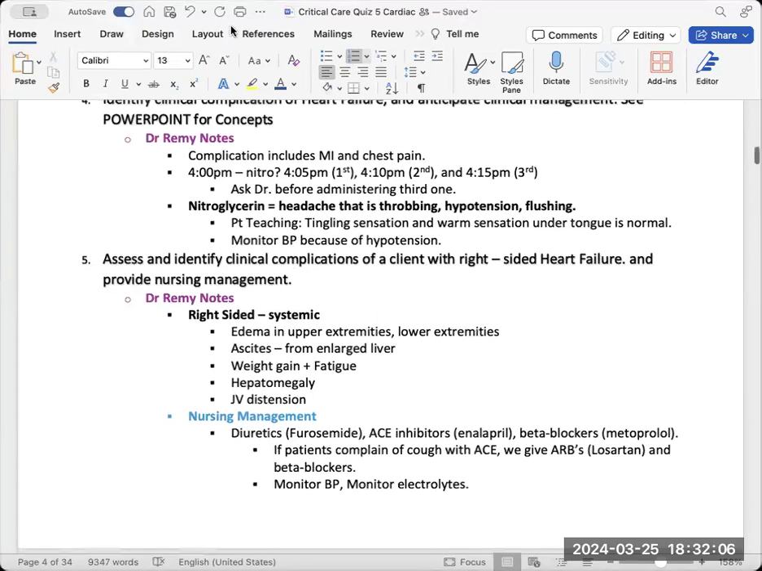Also, things to consider is that with nitroglycerin, it can cause a throbbing headache, it can cause hypotension and flushing. We also want to tell the patient that tingling or a warm sensation under the tongue as they're getting the medication is normal. And we want to monitor, as a nurse, the blood pressure because of the hypotension.